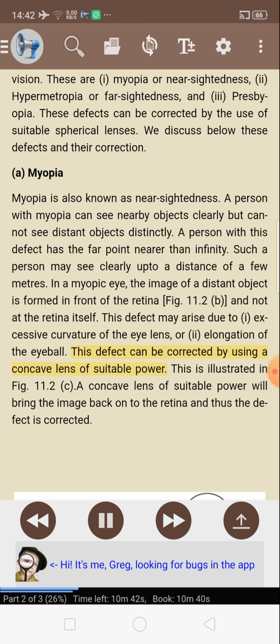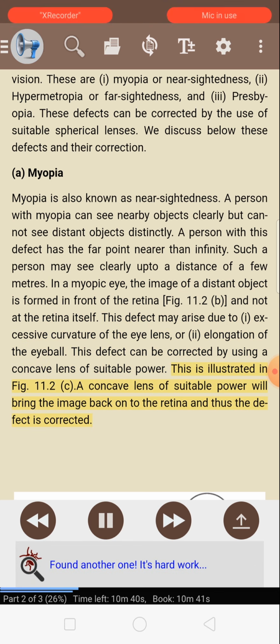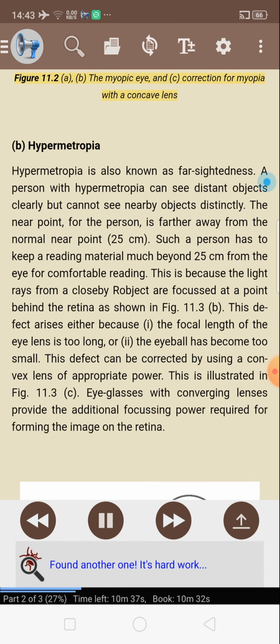This defect can be corrected by using a concave lens of suitable power. This is illustrated in figure 11.2c. A concave lens of suitable power will bring the image back onto the retina and thus the defect is corrected. Figure 11.2: (a)-(b) the myopic eye, and (c) correction for myopia with a concave lens.